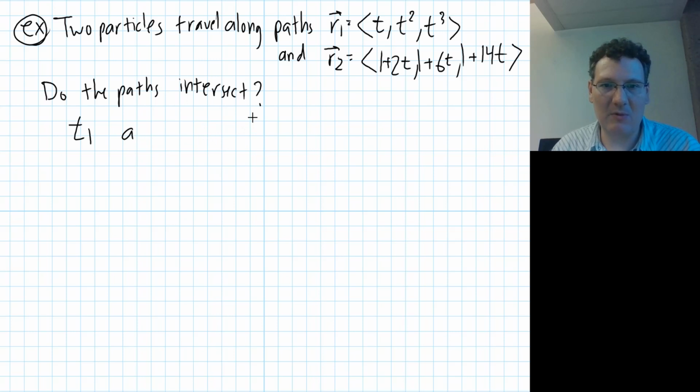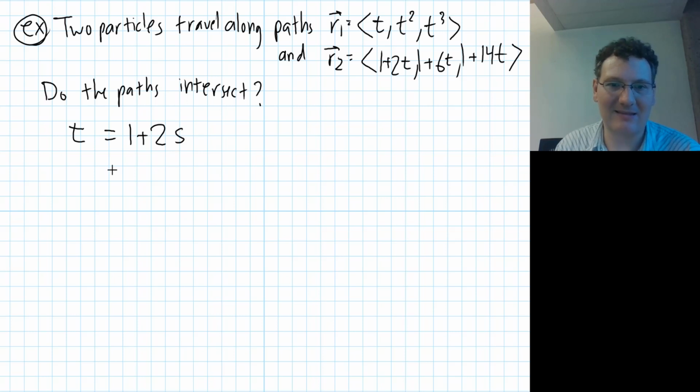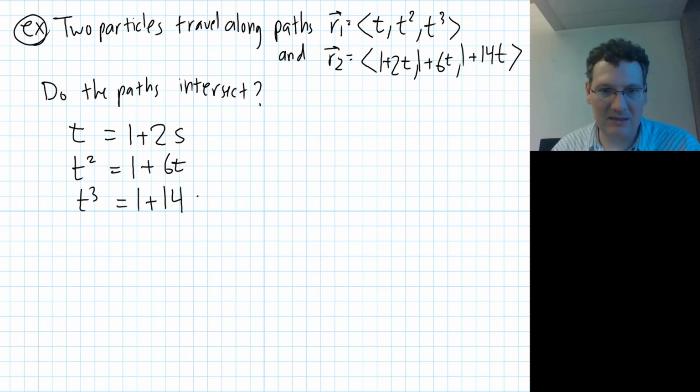So what I'm going to do is replace the t's in the second equation with s's. I'll set the first component t equal to 1 plus 2s. I want to see if there's a time when the second curve comes to the same place where, at some other time t, the first curve was. Let's set t squared equal to 1 plus 6s, and then t to the third equal to 1 plus 14s. I'm sorry, I put a t. I want that to be an s. All right, let's see if we can figure this out.